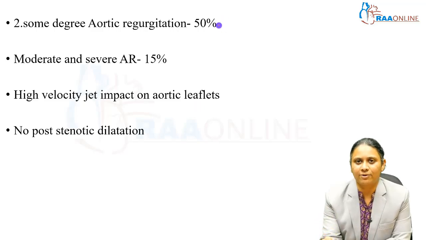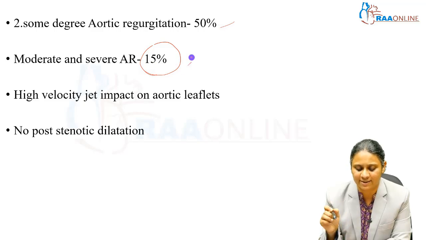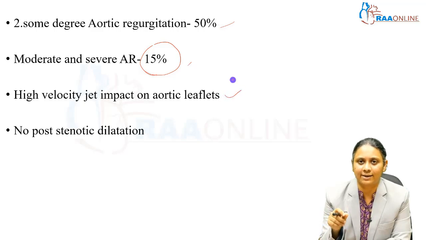There is some degree of aortic regurgitation in almost 50% of cases, while more than moderate AR occurs in 15% of cases, which require additional repair of the aortic valve if there is a cusp prolapse or redundancy. This is because of the hemodynamic stress of highly turbulent flow hitting the aortic valve leaflets.